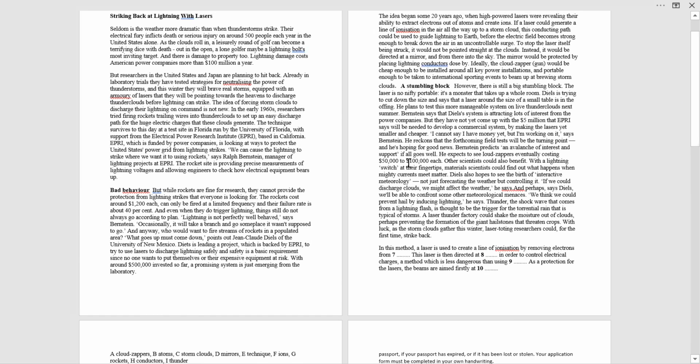Yeah, all good. Let me freeze it. Okay, you see, in this method, a laser is used to create a line of ionization by removing electrons from dash, right? So now we have to find, first of all, where this information is said in the paragraph passage. When we get that area, then only we can find out our options easily.